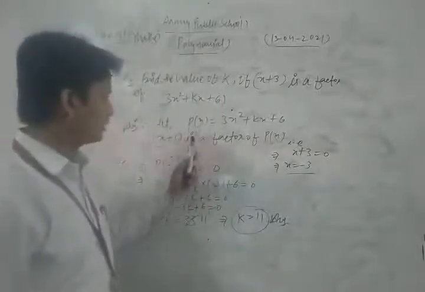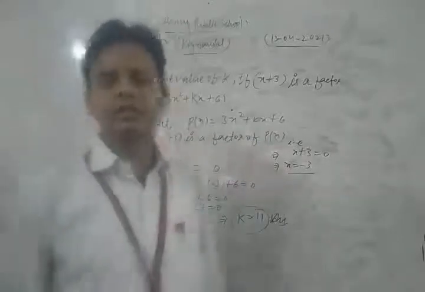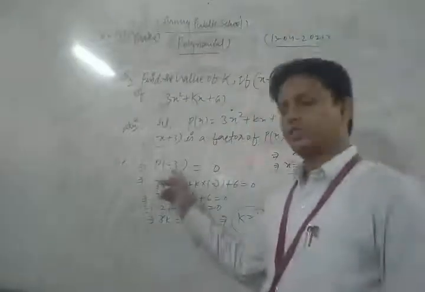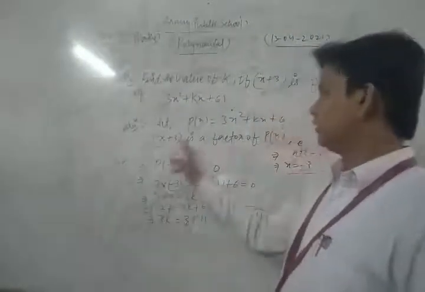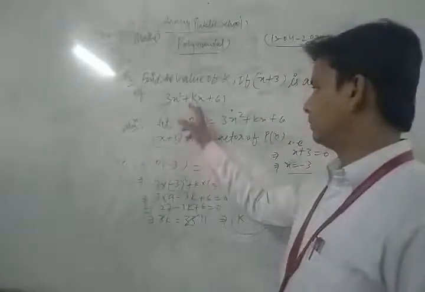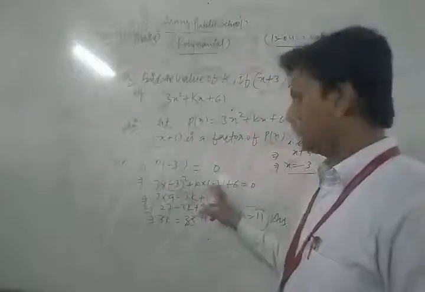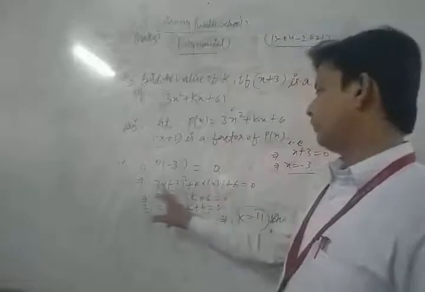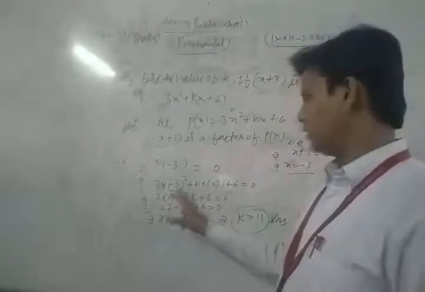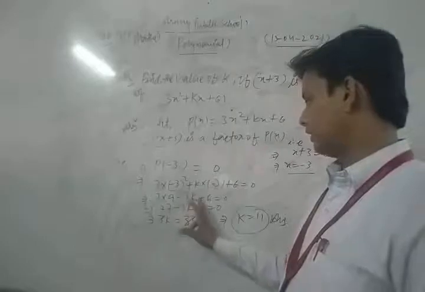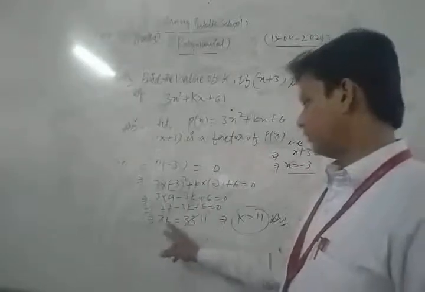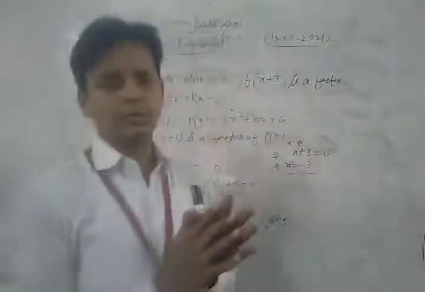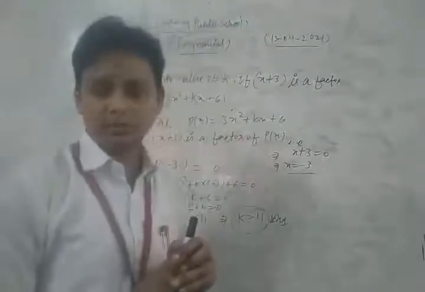Now we just replace x by minus 3. So we get 3 into minus 3 whole square plus k into minus 3 plus 6 is equal to 0. Okay, now we just simplify them. 3 times 9 is 27, and here minus 3k, plus 6 equal to 0. Now we simplify them. We get k is equal to 11. So this is a very important question of your chapter. So please do more and more practice of that type of questions.